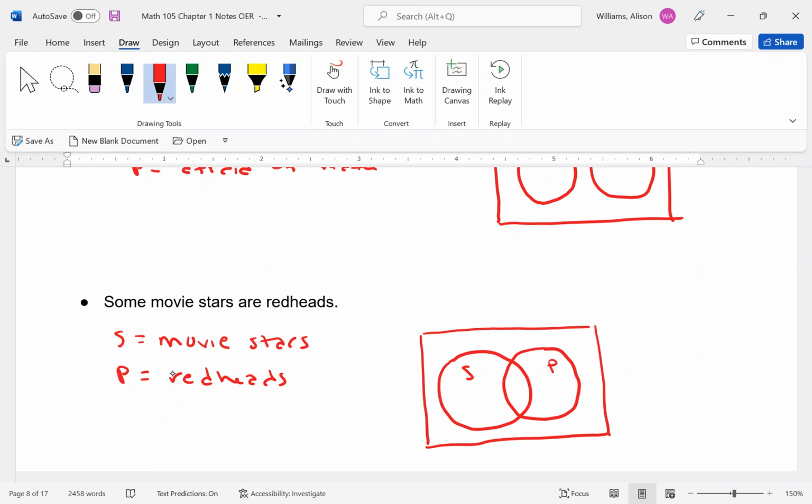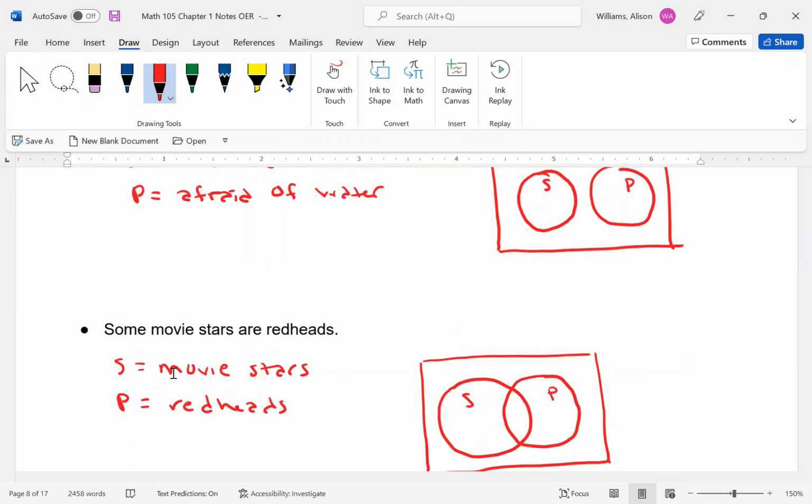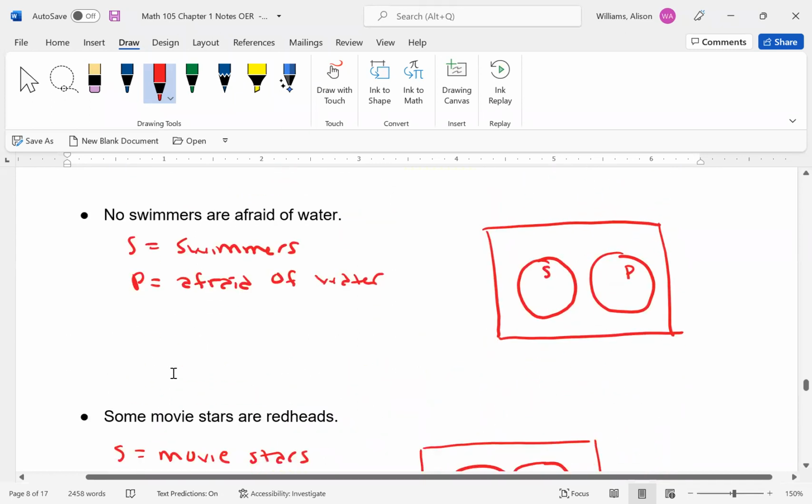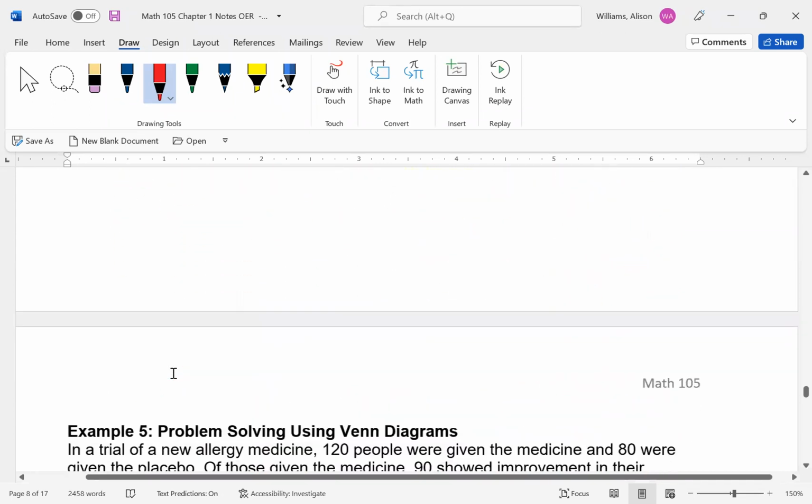So this is going to help us when we're looking at arguments. When there are no statements, that means that we have this disjoint version, or all statements give us this subset version, and that's really useful to us.